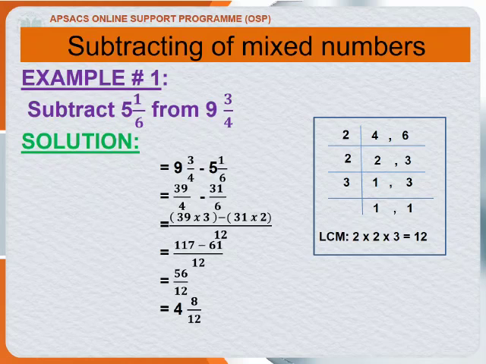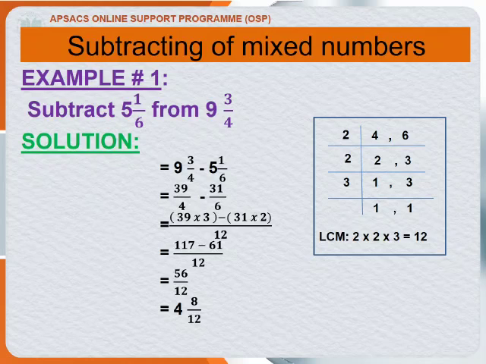Write 12 in the denominator and look at the first fraction. The denominator is 4. Read the table of 4. 4 3s are 12. So 3 multiplies with the numerator, and the numerator is 39. Make the bracket sign minus. Now another fraction, 6 2s are 12. So 2 multiplies 31, 31 is the numerator. Okay, next step, 39 multiplied by 3. The answer is 117, minus 31 multiplied by 2, 62.